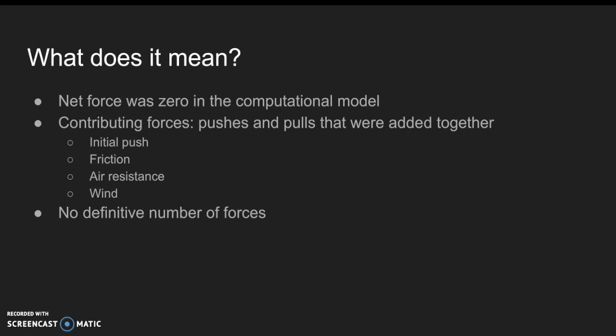So other contributing forces could have been the initial push of my hand on the ball, the friction between the patio and the ball, air resistance, because this was not in a vacuum, and then wind, just additional forces in the air besides just the regular resistance. So I would say you cannot tag a definitive number of forces acting on the ball, but we do know in fact that there were other forces, and that accounts for the slight fluctuation in the graphs for this lab.